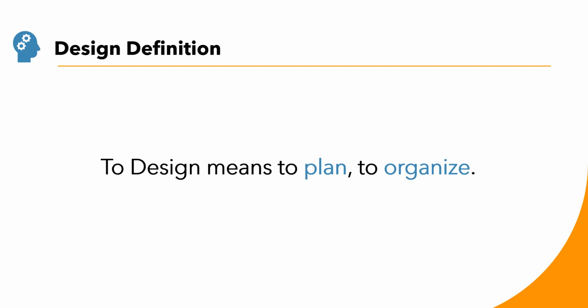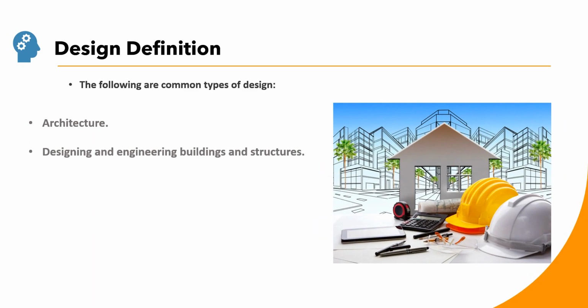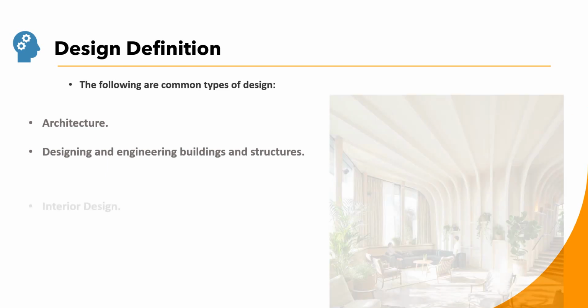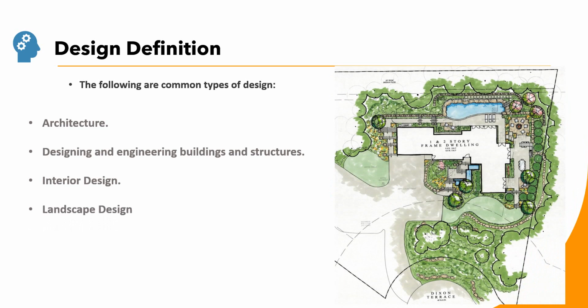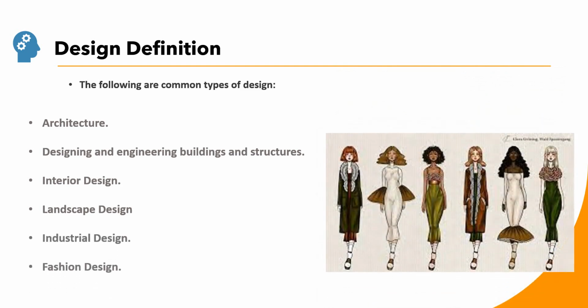So to design means to plan, to organize. You can never design anything without planning or organizing your thoughts and your ideas. So we can see design in common types of forms. For example, in architecture, designing and engineering buildings and structures, interior design, landscape design, which is designing the area that surrounds the building, industrial design, and lastly, fashion design.